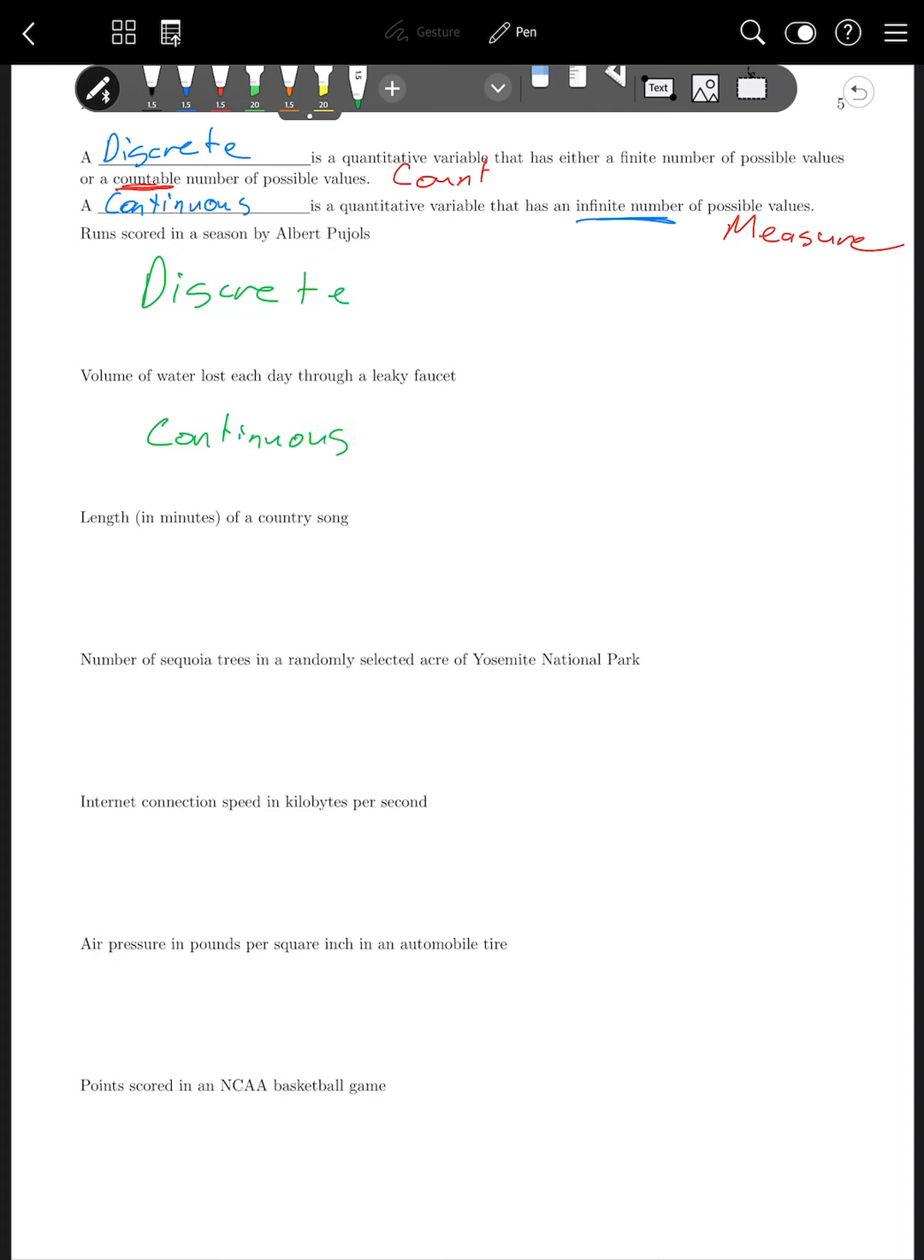Length in minutes of a country song. Now this is an interesting one because you can count time, right? 1 minute, 2 minutes, 3 minutes, and so on. But we actually measure the length of time. So time in general is going to be continuous. Okay. So that's the idea. So at this point, go and pause the video for a moment and try these other 4.